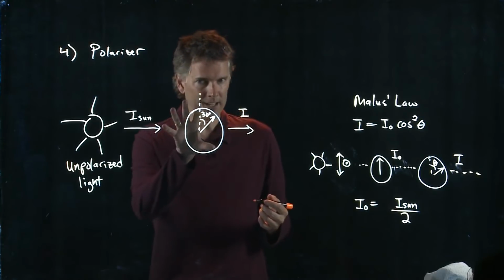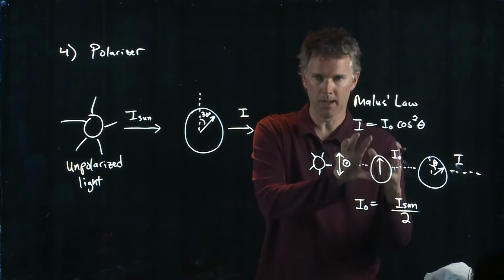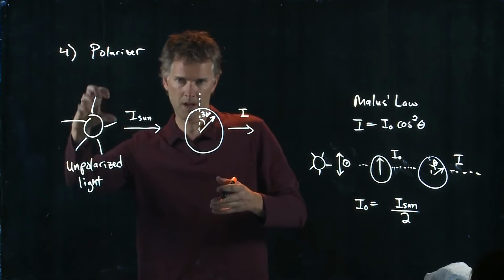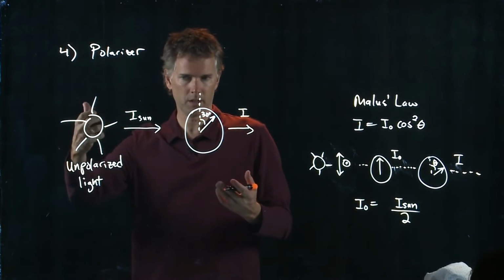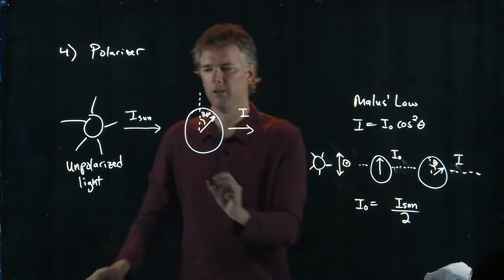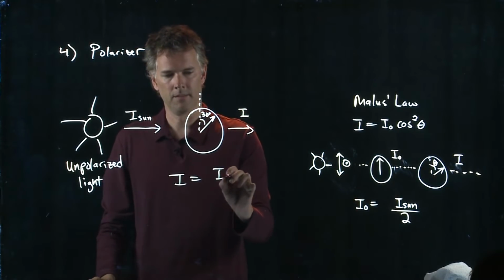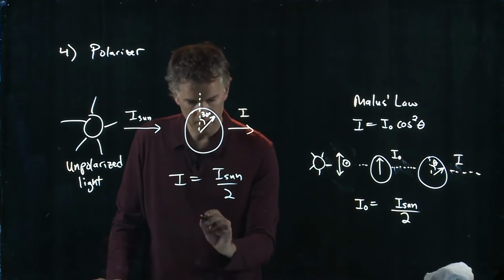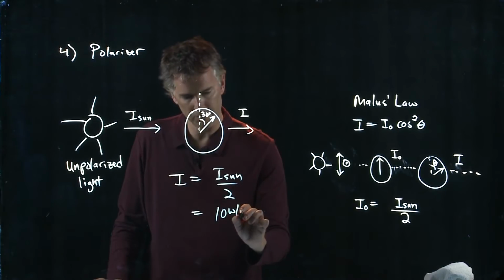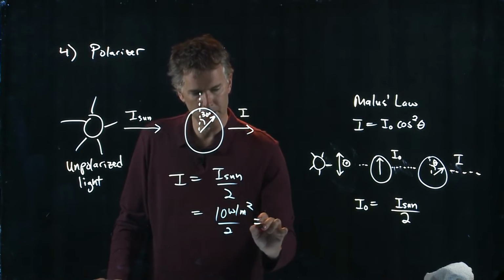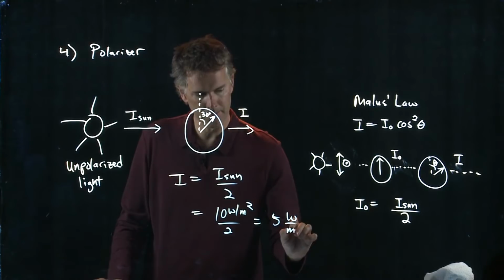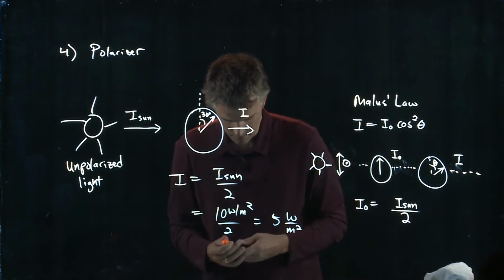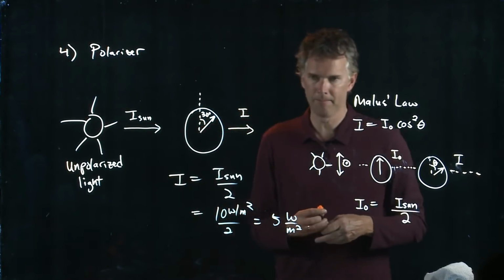So this is in fact exactly the same as this. Because if I rotated my sun by 30 degrees, it's going to look exactly the same as this problem over here. So what's the intensity? It's I sun over 2. And they told us what I sun was. It was 10 watts per square meter. So we're just going to divide that by 2 and we get 5 watts per square meter, which is one of the answers there, answer A.